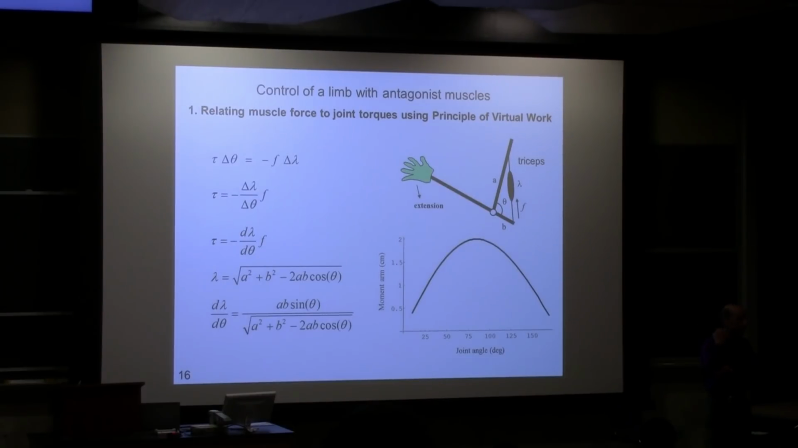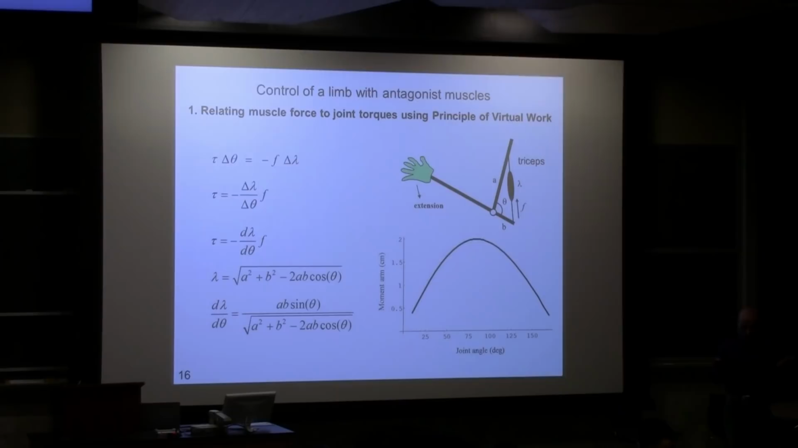So the idea is that the torque and the displacement in joint coordinates is the same as the force and the displacement in length that it had. The work is the same in those two coordinate systems. And by relating the work in one coordinate system to another, we can understand the relationship between force and torque. And that's what these equations are going to show you.